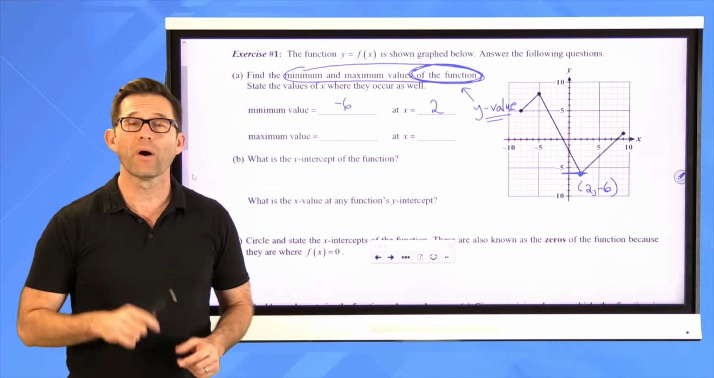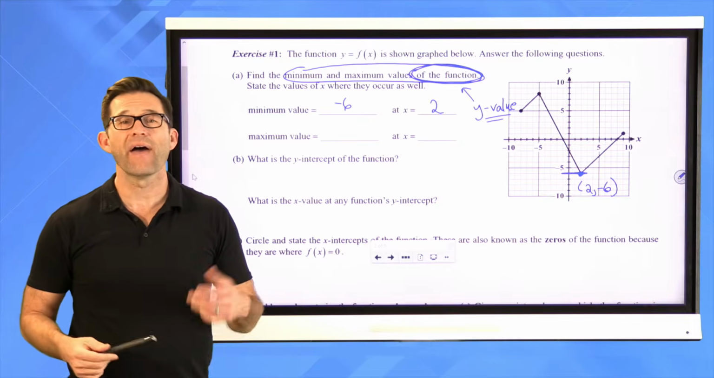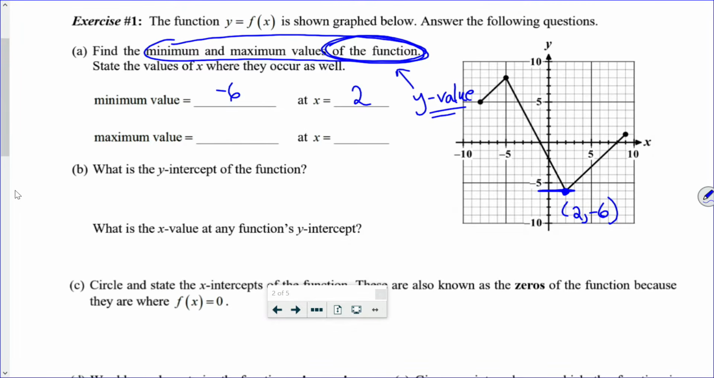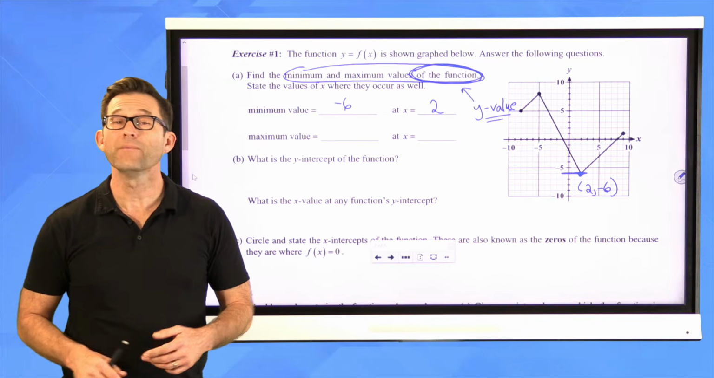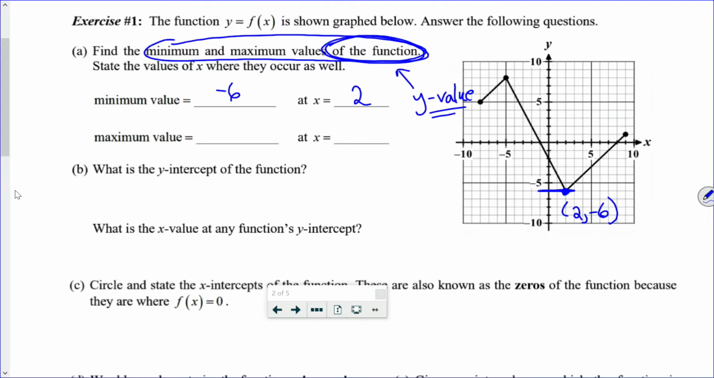Why don't you pause the video now and figure out what the maximum value of our function is and the x value where it occurs. Well, the highest value, the greatest y value on our function, occurs right here. That's at the point (-5, 8). And so the maximum value of our function is 8, occurring at x equals -5.